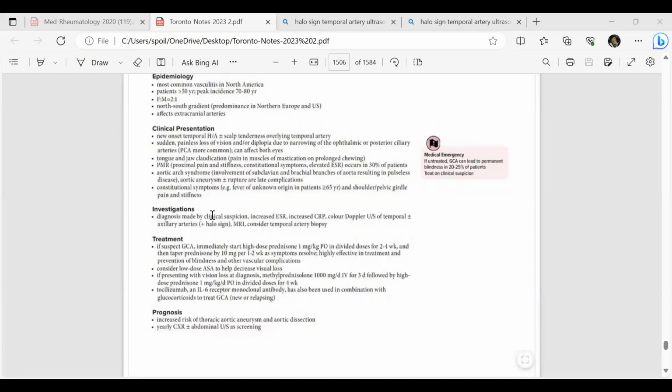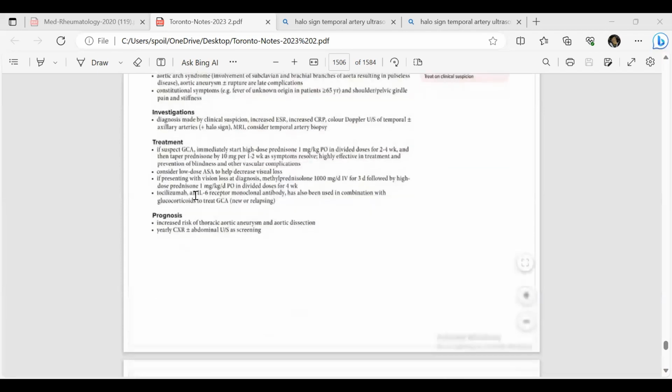For treatment, we will immediately start prednisone and then taper it as symptoms resolve. It is highly effective in the treatment and prevention of blindness and other vascular complications. Whenever we suspect it, we will initially start prednisone. If we delay the treatment, it can lead to blindness or other vascular complications.